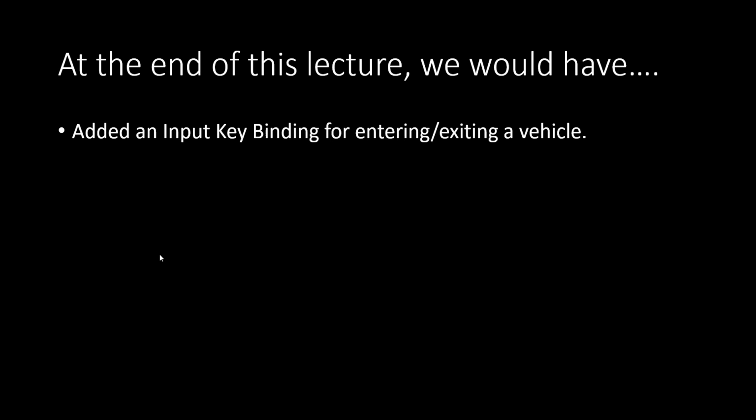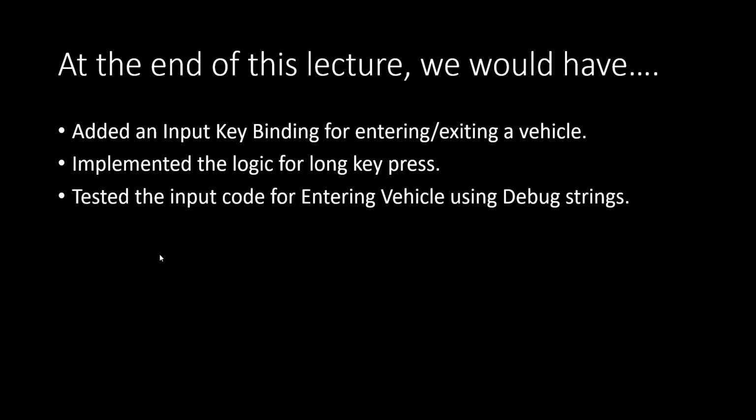At the end of this lecture, we'd have added an input key binding for entering or exiting a vehicle, and that key would be E. As discussed in the previous video, we will have to keep the E key pressed for a specific amount of seconds in order to either enter or exit a vehicle. We would have implemented the logic for the long key press, and finally we would have tested the input code for entering a vehicle. We'll be using debug strings for that.